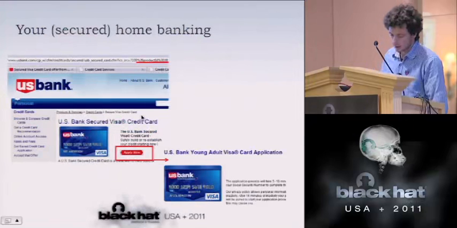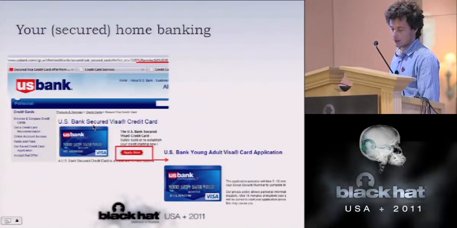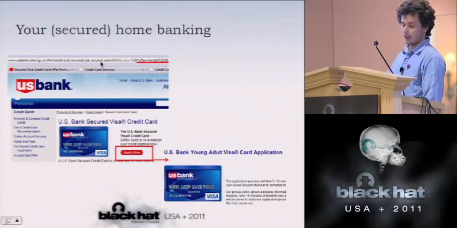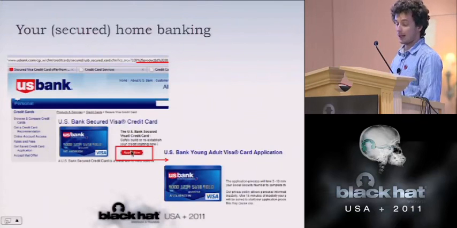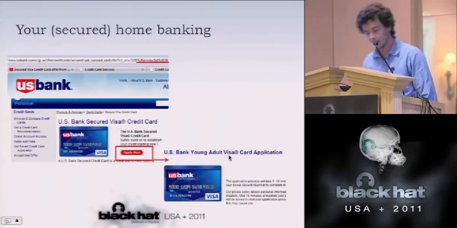So this is the US bank, where you can actually apply for this US bank secured Visa credit card. Here there was an injection, so if I send this URL to you, and you click on it, you have this page, but then when you apply for this credit card, actually you receive another one. You receive the young adult Visa, so the young version of a credit card.